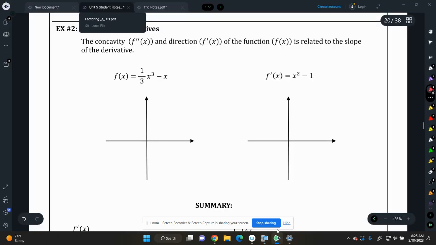Okay, -1, 1, 1, -1. I think it went through the point zero zero. Yep, goes through the point zero zero. Okay. So we've got a curve that's going like this.